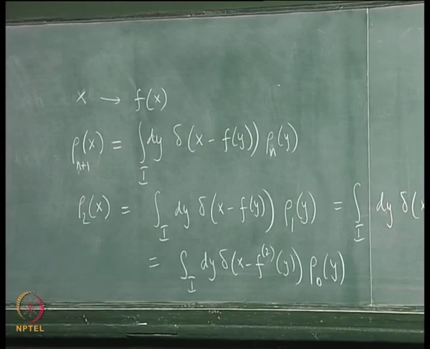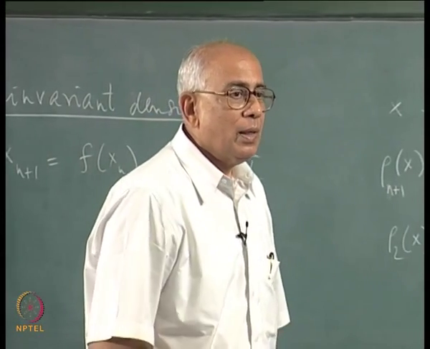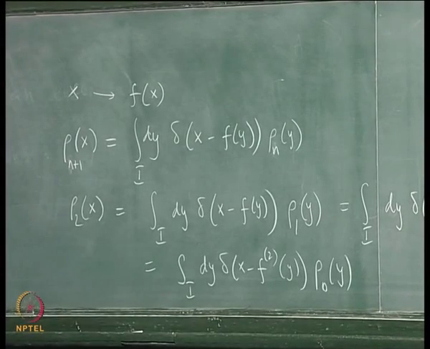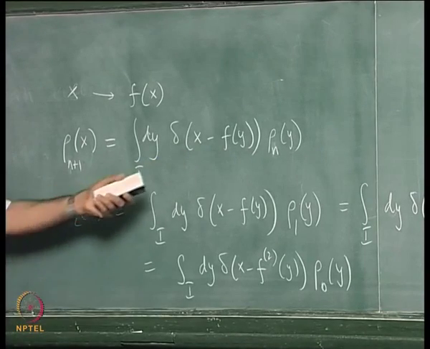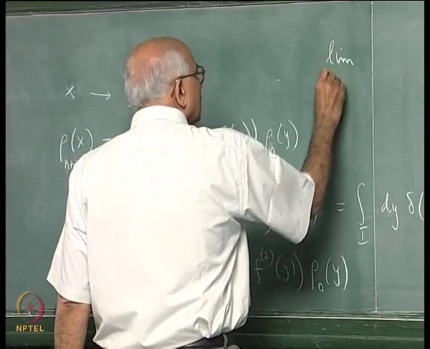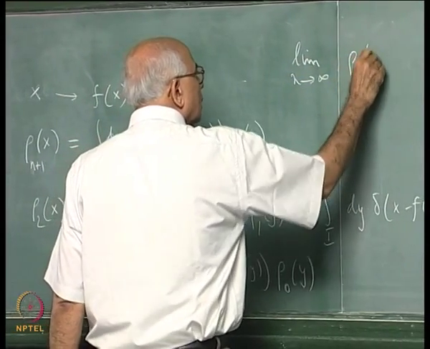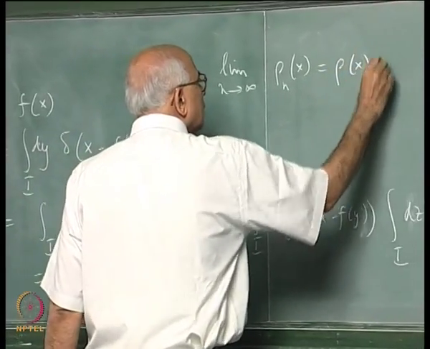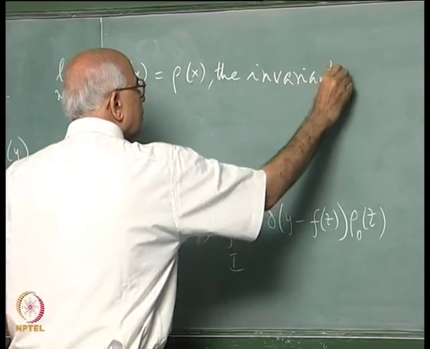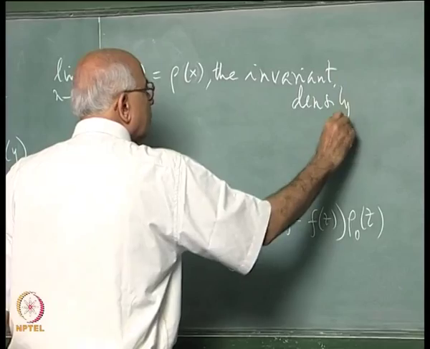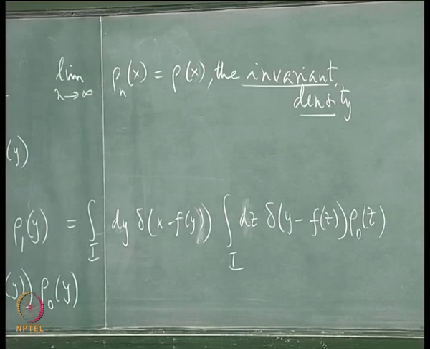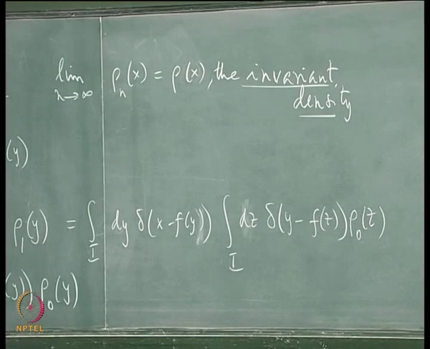But now suppose you have an invariant density, in other words under iteration it does not change at all. That would correspond to taking the limit n going to infinity in this. So what would that lead to? Let us call the limit n goes to infinity of rho n of x equal to rho of x, and let us call this the invariant density. That is like your equilibrium or stationary density in the case of statistical mechanics.